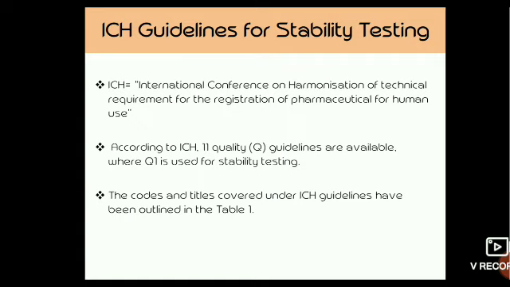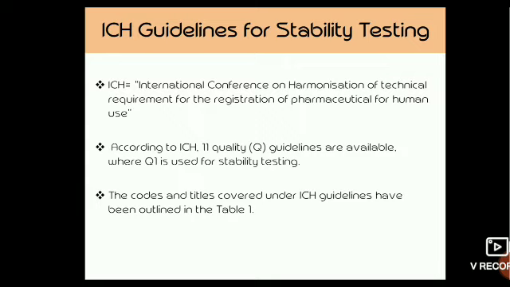Next is the ICH guidelines for stability testing. So it is most important for the NIPER exam. What is ICH? ICH is the International Conference on Harmonization of Technical Requirement for the Registration of Pharmaceutical for Human Use. According to ICH, there are 11 quality guidelines available where Q1 is used for the stability testing. These 11 quality guidelines I will discuss in the next video. In this video, we only discuss the Q1 which is used for the stability testing.